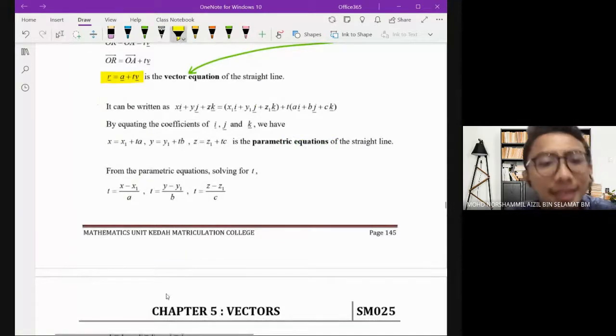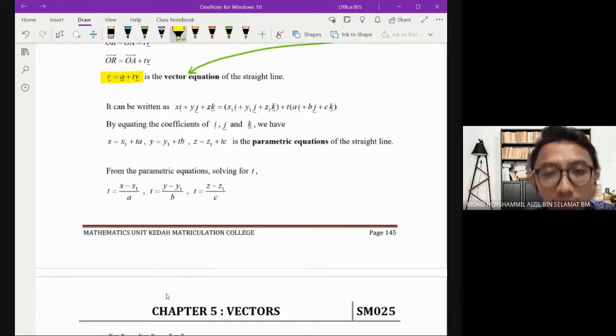Standard form, general form, like for circle, ellipse, parabola. In vector as well, we have that kind of form. So vector equation: if the question asks you to find the vector equation, that's it, find R equals A plus TV. But sometimes the question asks you to get the parametric equations of a straight line. So what does it mean by parametric equations of a straight line?